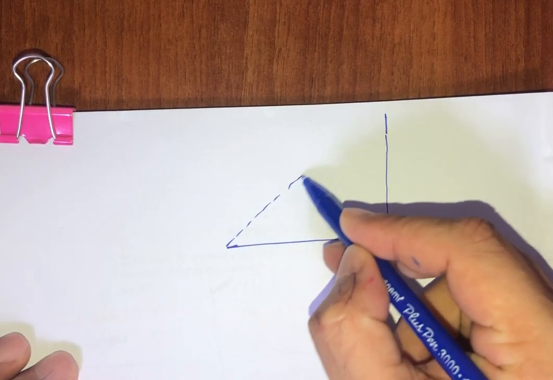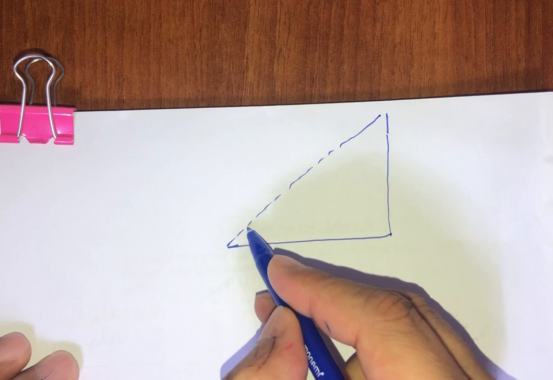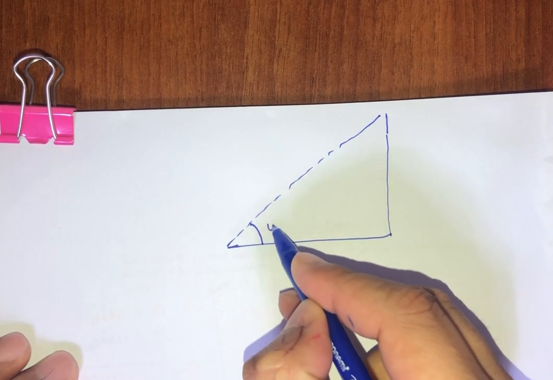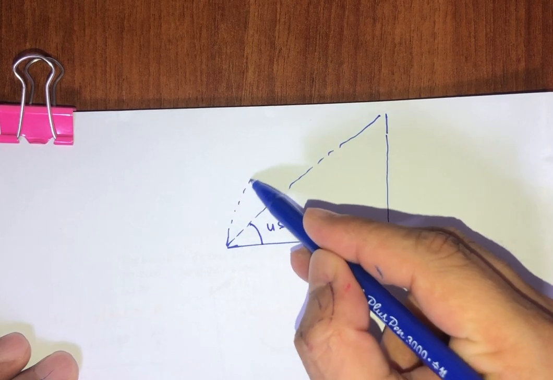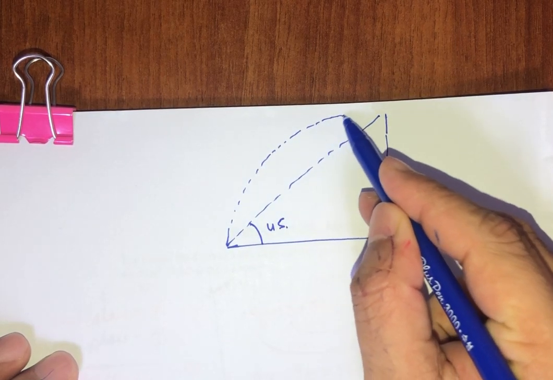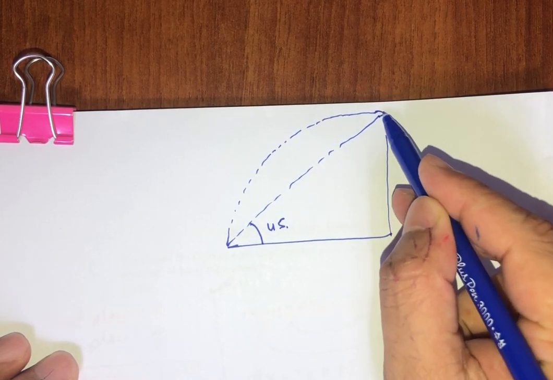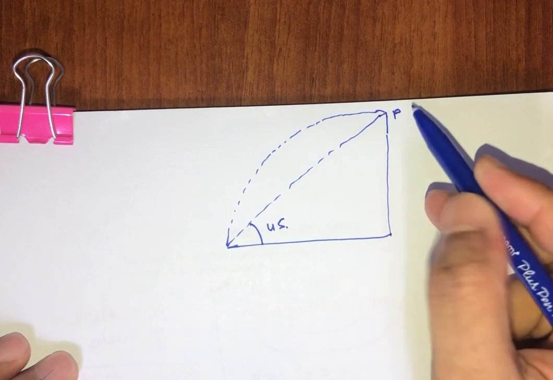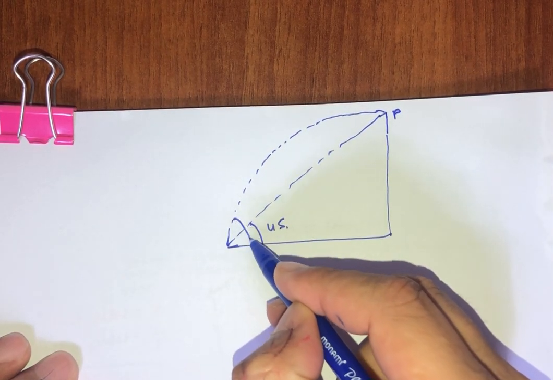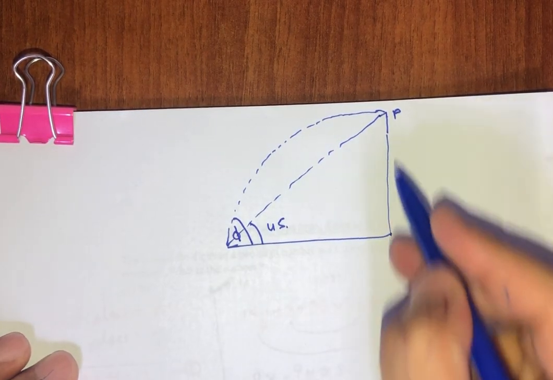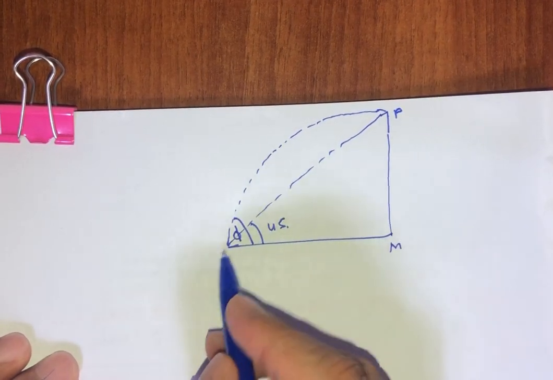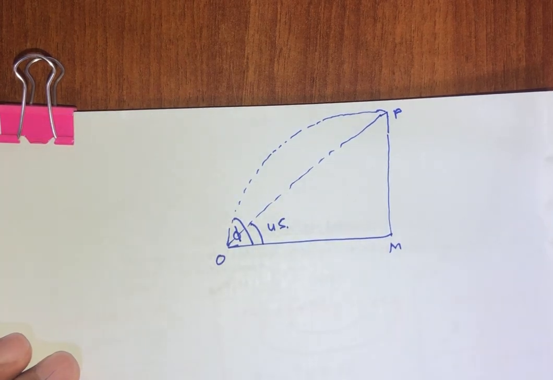So this is the inclined plane and its angle is given as 45 degrees, and the particle is projected in this direction so that it reaches the point P, and this angle is given as phi. So let us say this is P, this is M, and this is O.